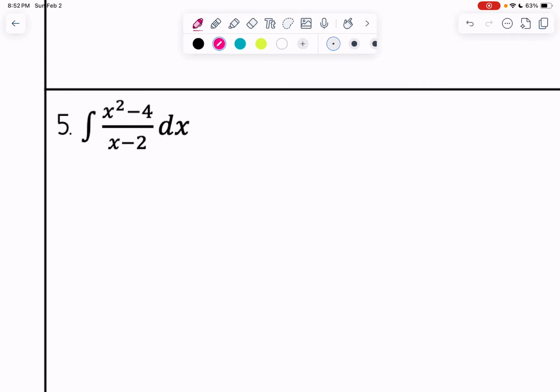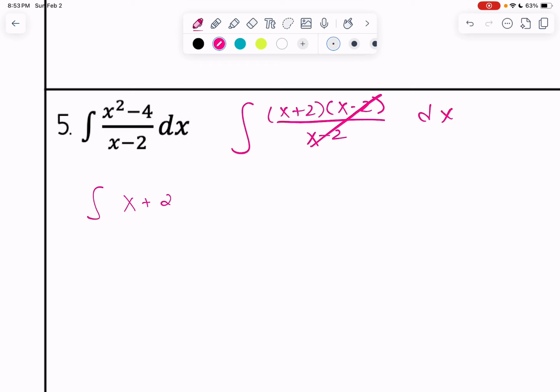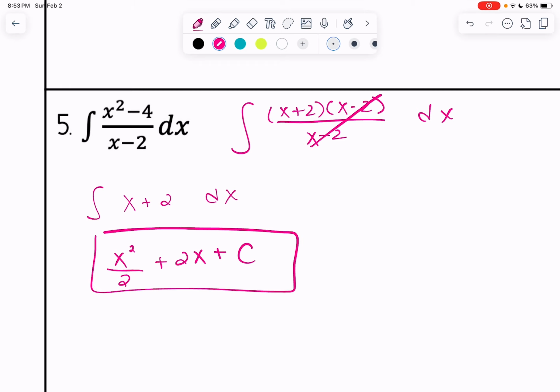All right, for number 5, we definitely have a quotient here, but we actually do not need to use synthetic or long division because I realize that I can essentially rewrite that numerator as the difference of 2 squares, and that one of those factors is the same thing as the denominator. So I'm really integrating x plus 2 here, which is now a very simple integration problem, and that's going to give us x squared over 2 plus 2x plus c.